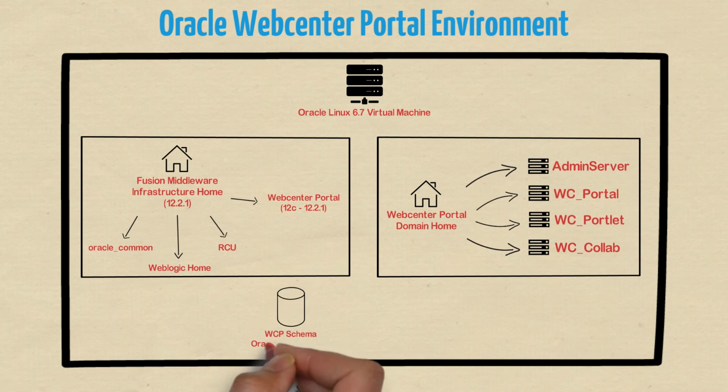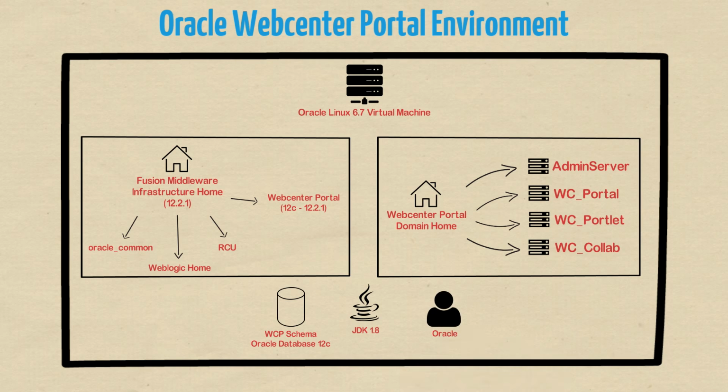The schema for WebCenter Portal will be stored on Oracle Database 12c. We'll also need a JDK to run Fusion Middleware and WebCenter Portal, and I'll be using JDK 1.8. I have a VMware on which I have already installed Oracle Database 12c and JDK 1.8. I'll be using the oracle user for this demo, which I created during OS installation.